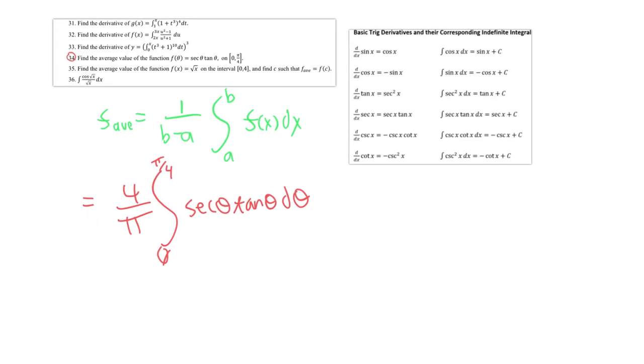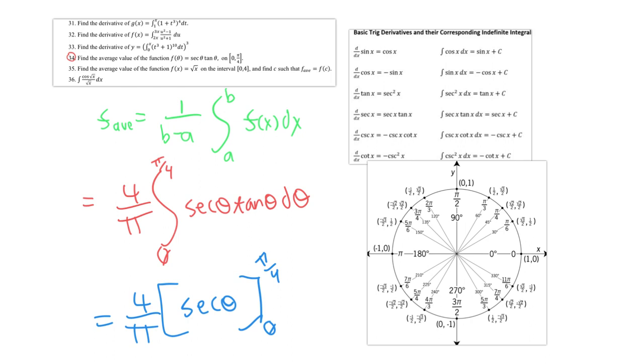And I think you're going to be pleasantly surprised how easy this is because, really, it's just 4 over pi times, well, what's the derivative of this? It's right here. It's secant, okay? Secant of theta, with the pi over 4 and the 0.